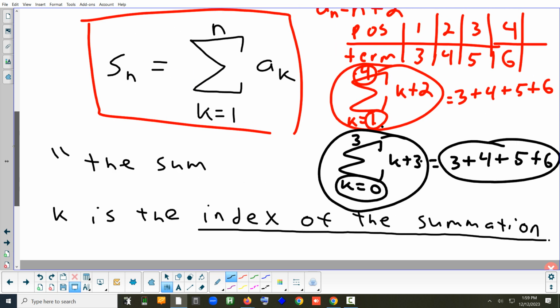Any question on that idea? Okay, and the fancy name of what I just did right here, what's k called? Index. It's the index. That's called re-indexing. It's when you change where it starts, but then you adjust the formula so you still get the same answer you had before. You've changed the index.